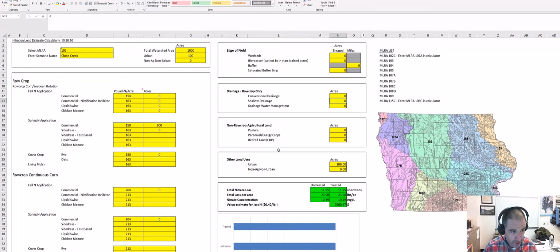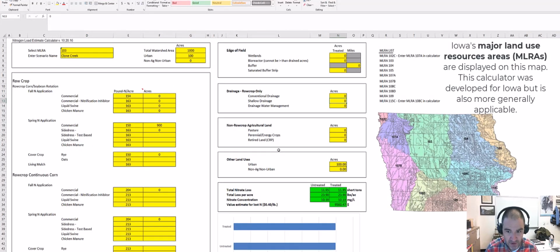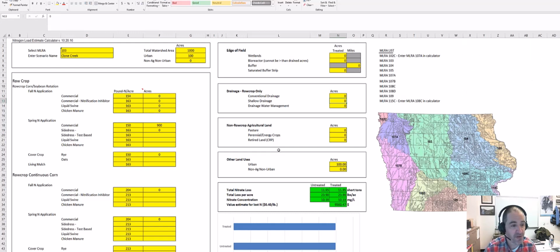It's set up where you can indicate what major land resource area of Iowa you might be looking at. So this is specific to Iowa, but I think it would be illustrative for other parts of the Corn Belt as well, where we have many of these same types of practices and concerns. So what you'd put in there is you could select the major land resource area you're looking at. I'm going to look here at north central Iowa for this example.